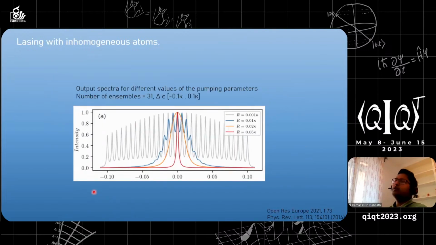And here we want to know, there was this recent paper where they showed that we can also use inhomogeneous atoms and we can still get lasing. So without going into much detail, let's see what is being plotted here.